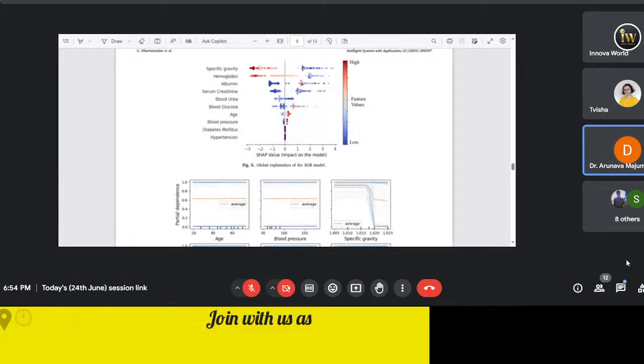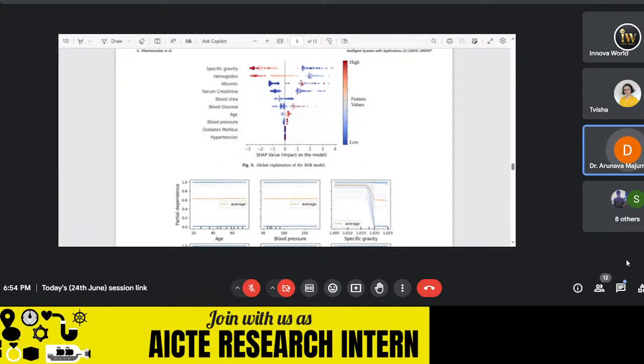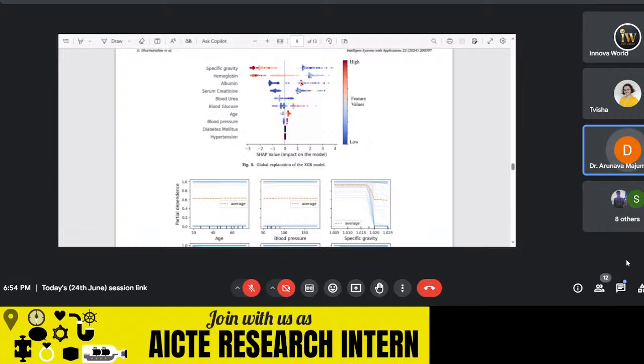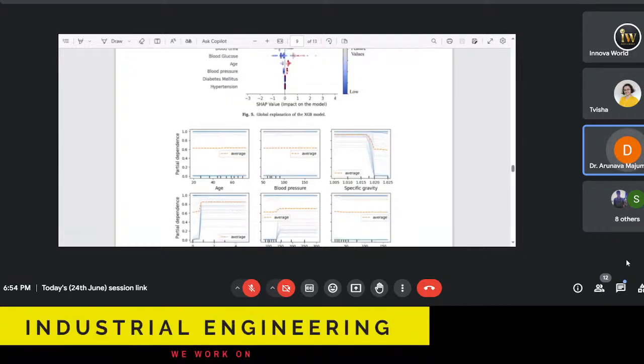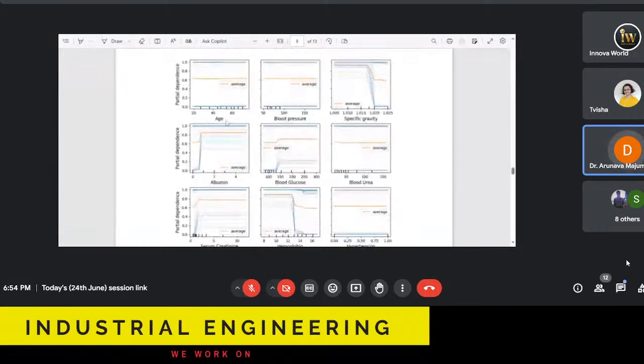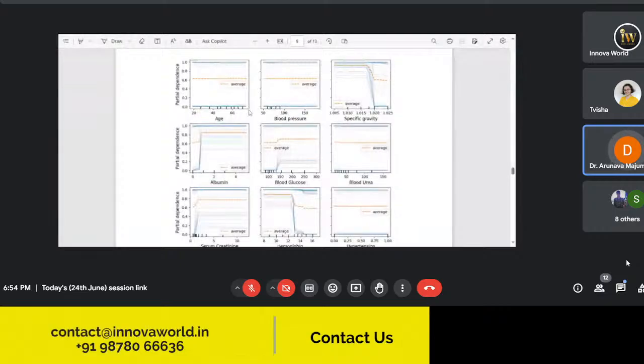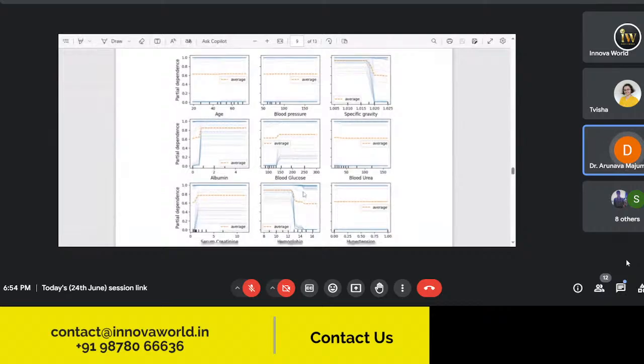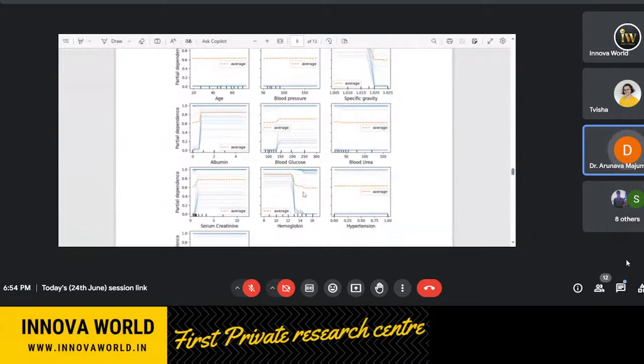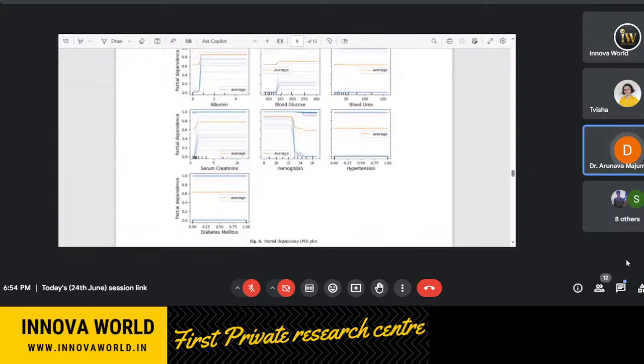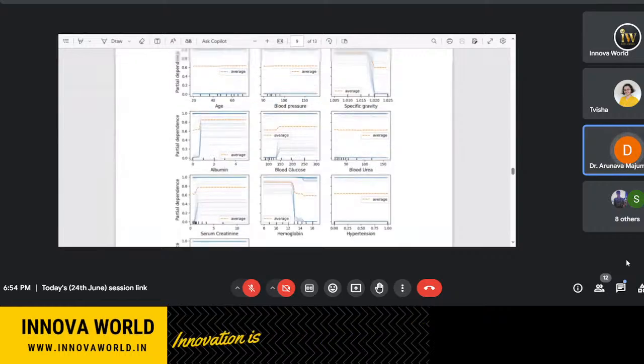This is the global explanation for the XGB model. For each and every value you can see the partial dependence, age, blood pressure. What is the partial dependence of age? So these are the graphs for only the design variables, not the outputs.